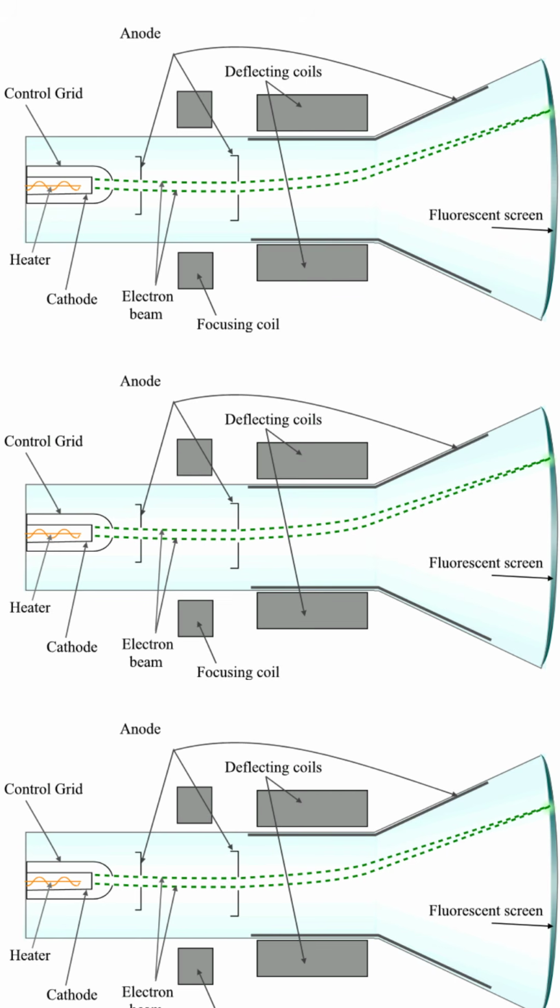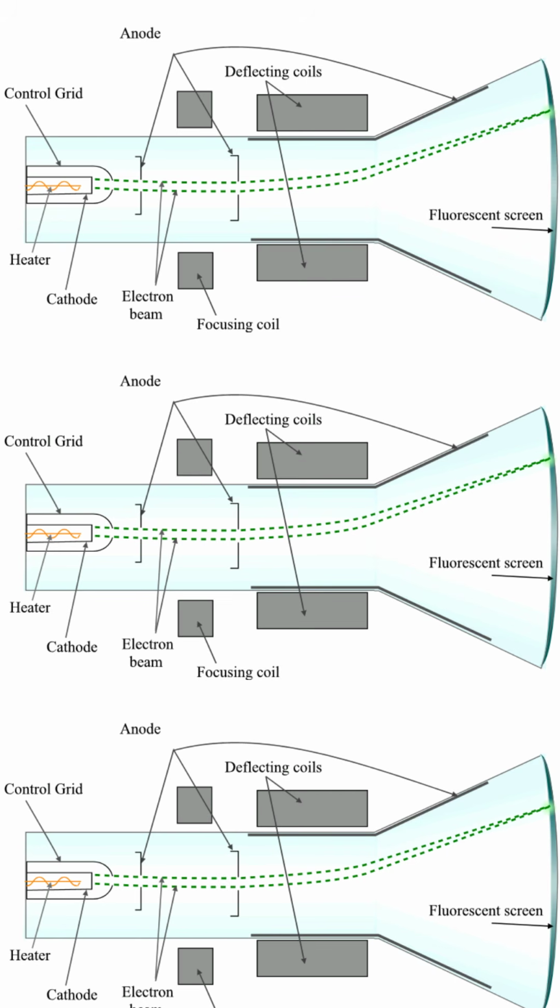Finally, the electron beam, now fully accelerated, focused, and aimed, travels the length of the tube and collides with the fluorescent screen at the wide front end. This screen is coated with a layer of phosphor chemicals, which possess the unique property of emitting visible light, or fluorescing, when struck by high-energy electrons.